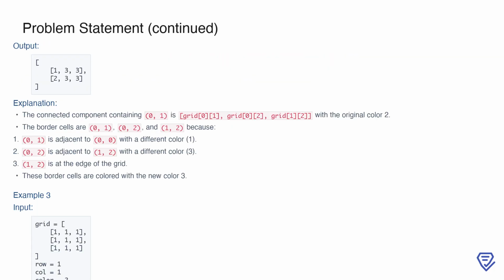In the second example, the grid is a 2x3 matrix with the values 1, 2, 2 in the first row and 2, 3, 2 in the second row. The starting cell is 0, 1, and the new color to apply is 3. After applying the border coloring rules, the updated grid becomes 1, 3, 3, 2, 3, 3. This showcases how the connected component and its border are determined in a slightly larger configuration.